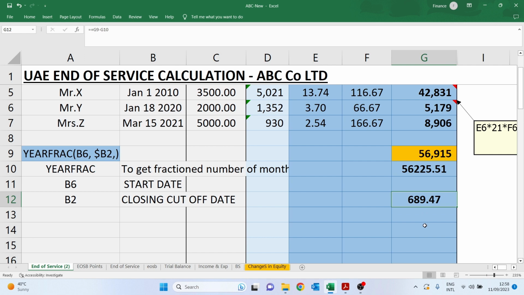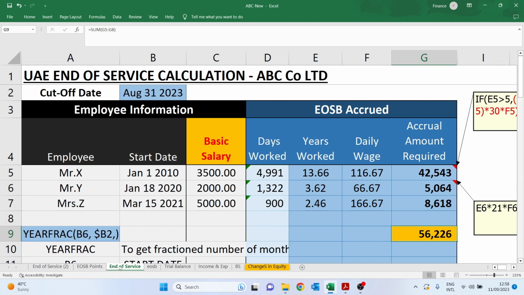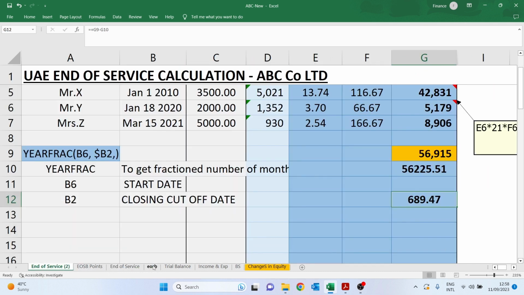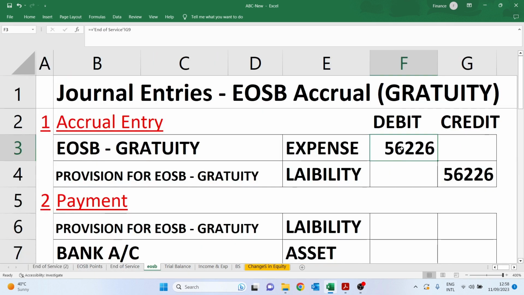So in September, our end of service expense will be only 689. So in the coming month of September, we will book only that much amount, 689. So no need to book the whole 56,000, only 689 will be booked. Okay, now let us go back.